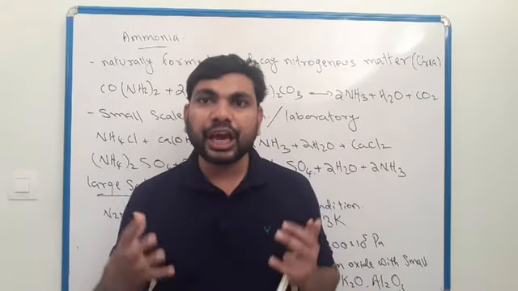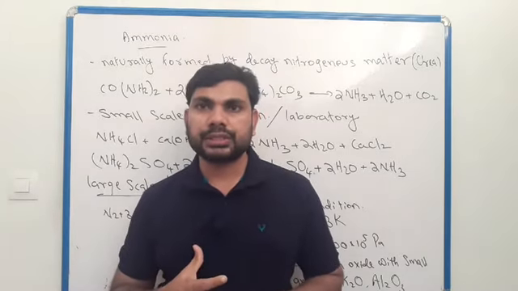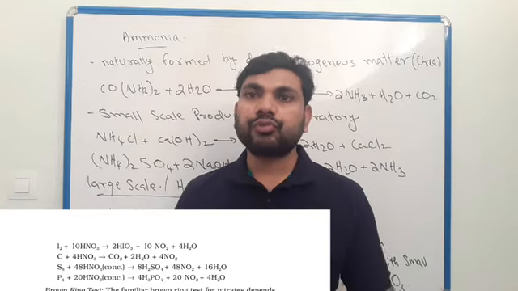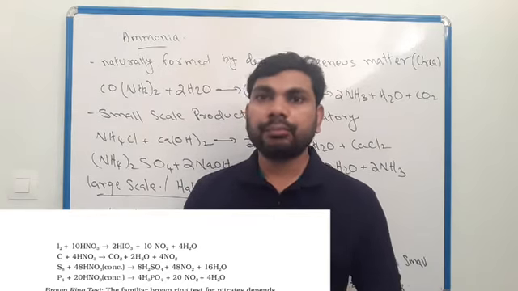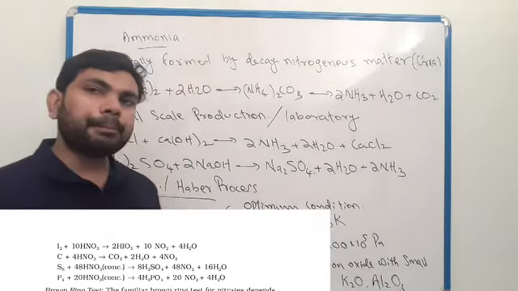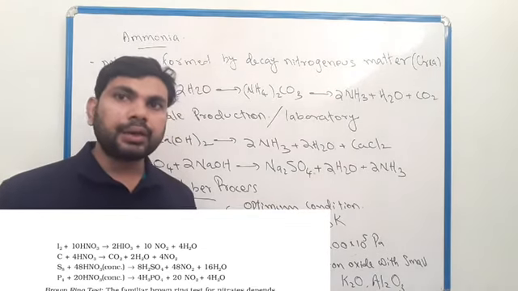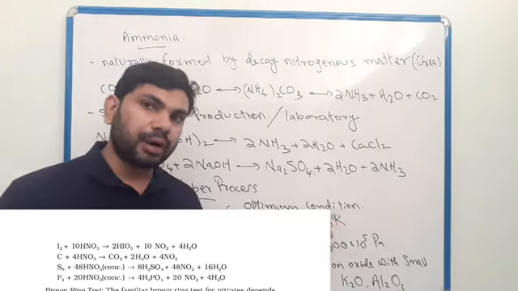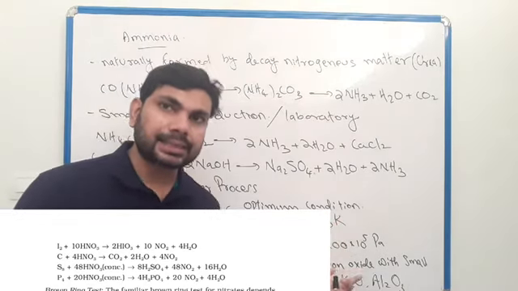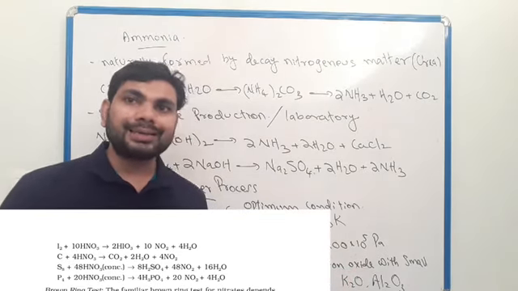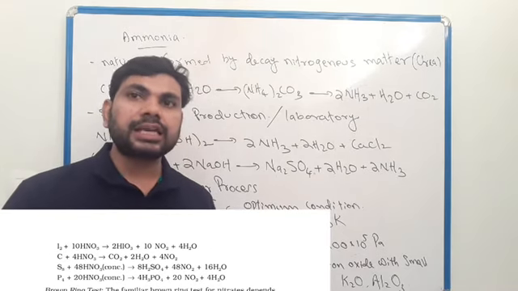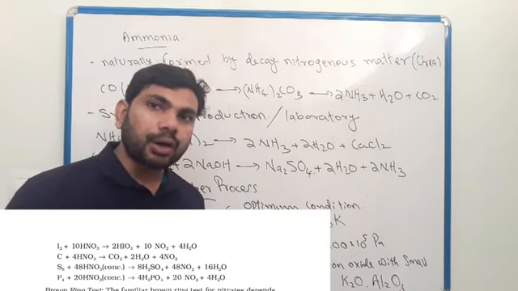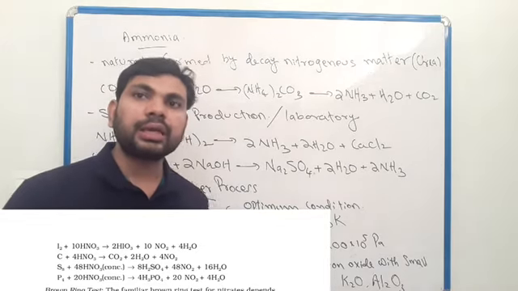Third, we have to understand the large scale production of ammonia, which means the Haber process. We discussed the Haber process already. Nitrogen reacts with hydrogen to produce ammonia. The optimum conditions for this reaction are temperature 700 or 773 Kelvin, and pressure 200 atmospheres, or 200 times 10 power 5 Pascal. Generally iron is used as catalyst, or specifically iron oxide with a small quantity of potassium oxide or aluminium oxide.